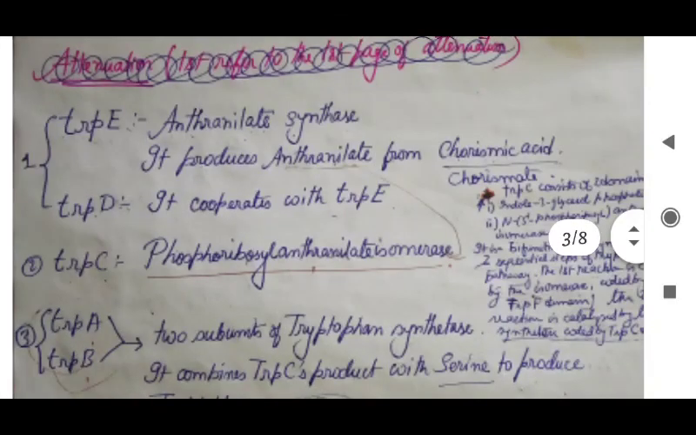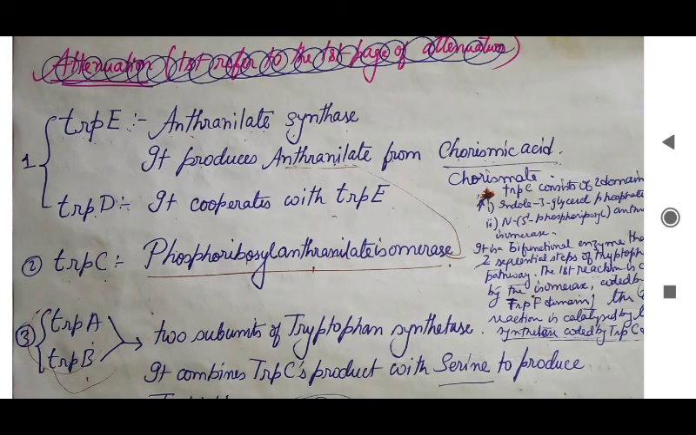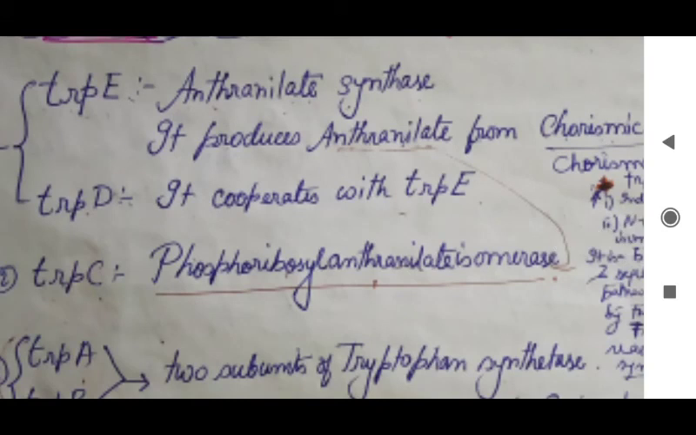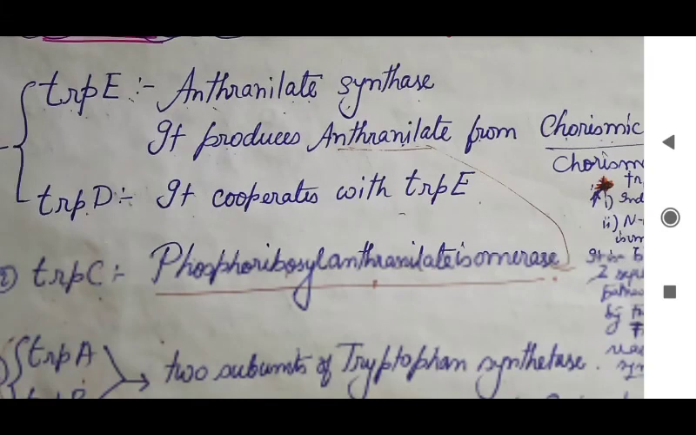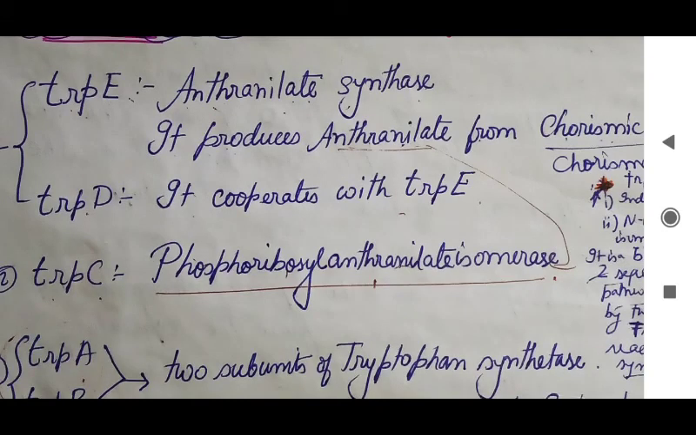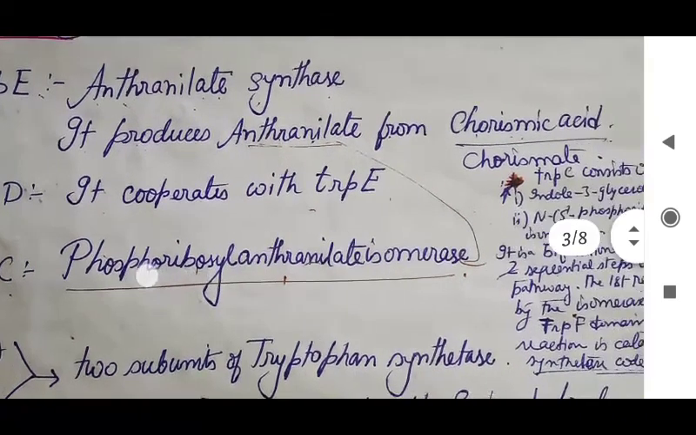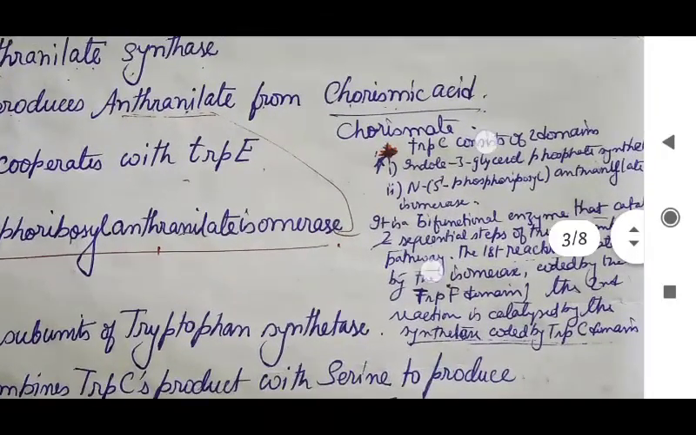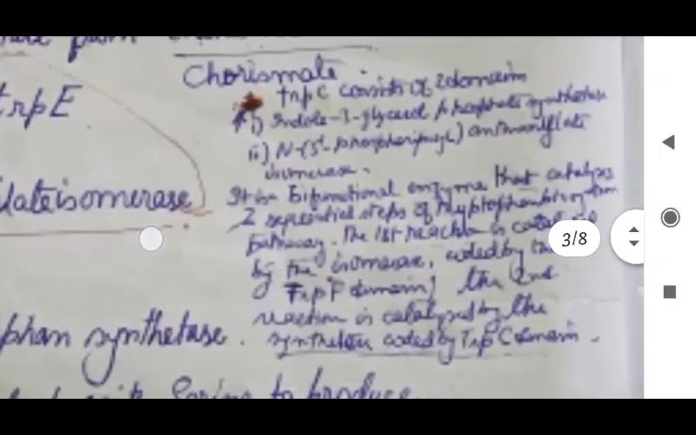Your next is TRPC. TRPC encodes the enzyme phosphoribosyl anthranilate isomerase. What does this enzyme do? Let us see in here. Wait for a minute. Here it is given.